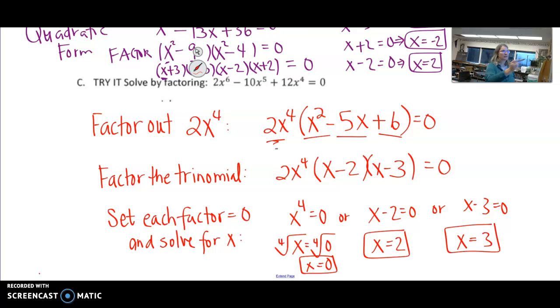And then we still need to factor this trinomial. Leave the 2x to the 4th because we need to keep all the factors and set each of them equal to 0 to find all the solutions. x squared minus 5x plus 6 factors into x minus 2 times x minus 3. Then set each factor equal to 0, and you should get x equals 0, x equals 2, and x equals 3. You can graph the original function in y1 and trace to 0, 2, and 3, and you'll see that you have x-intercepts at 0, 2, and 3.